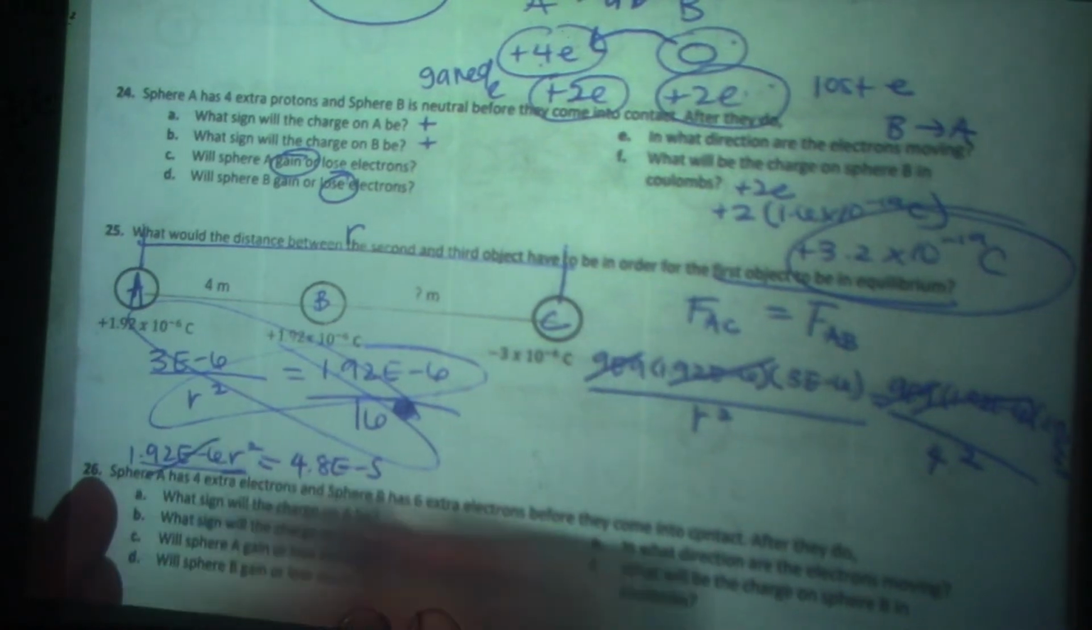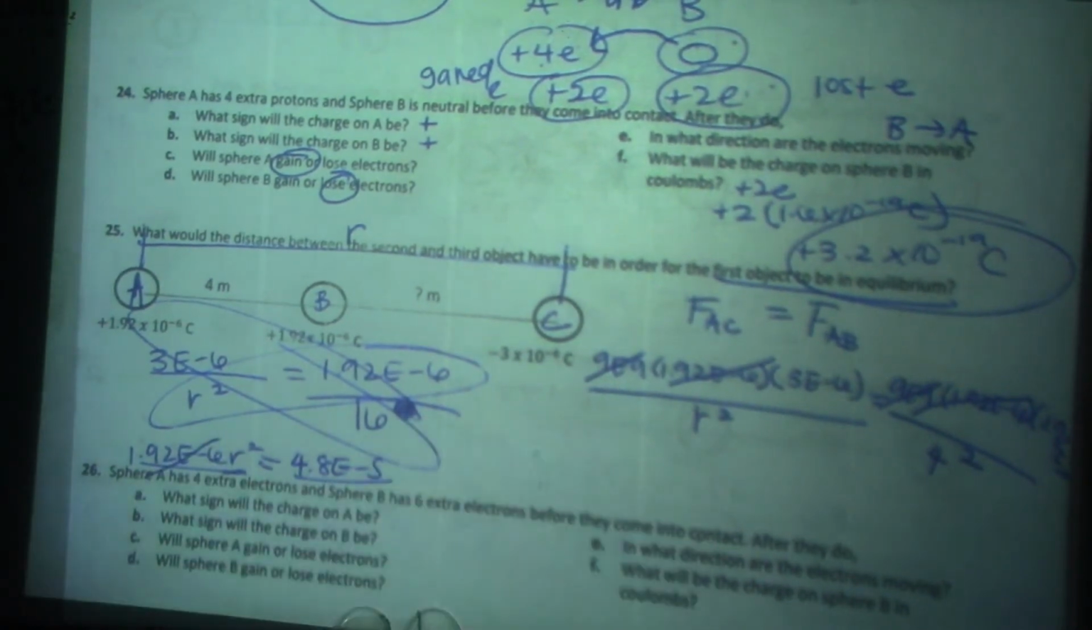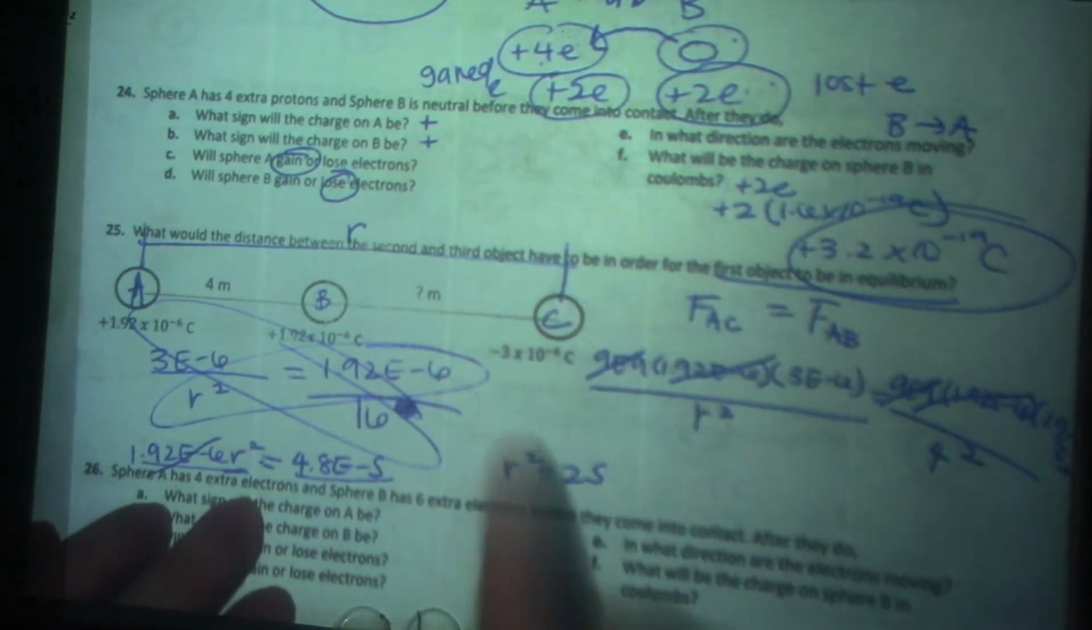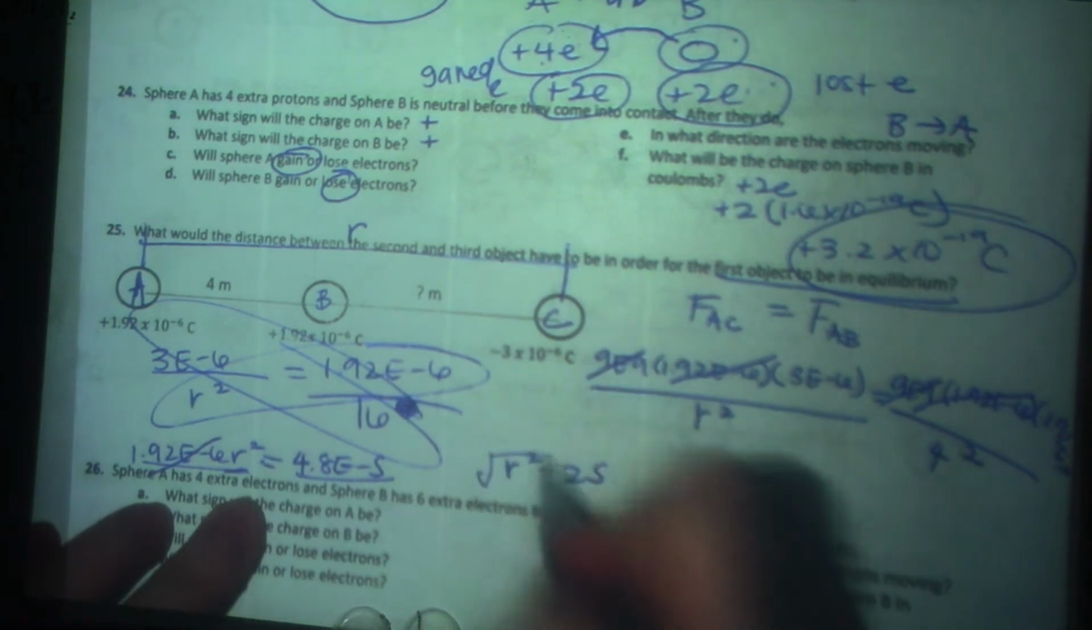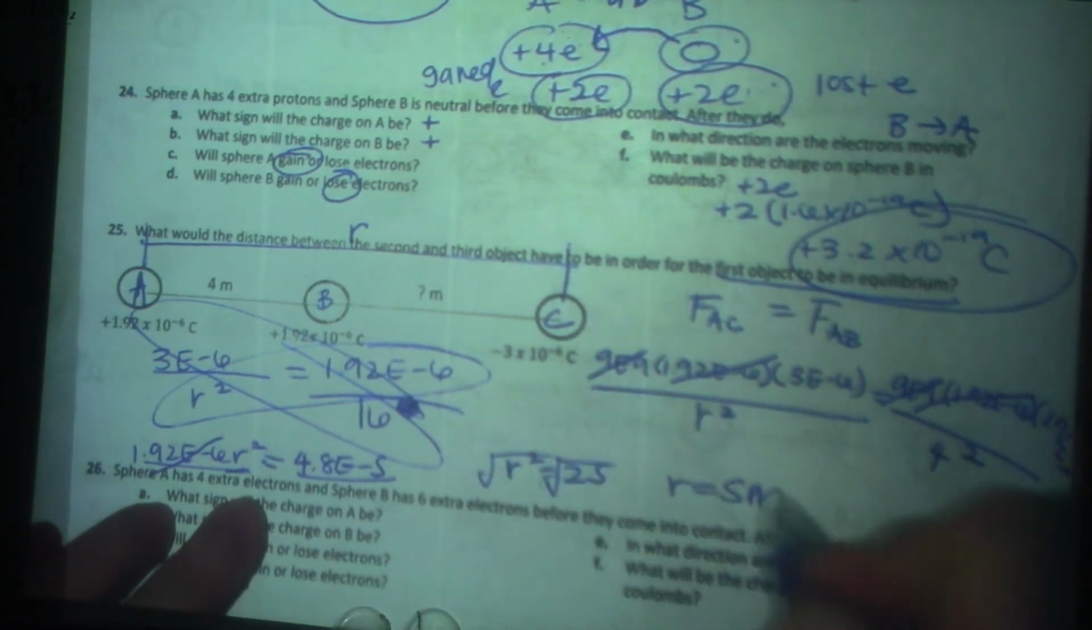To get R by itself, we divide this number over, running out of room, so divide the 1.92E negative 6. That gives me that R squared is equal to 25. That's what R squared is, so I need to square root to get that R is equal to 5 meters.